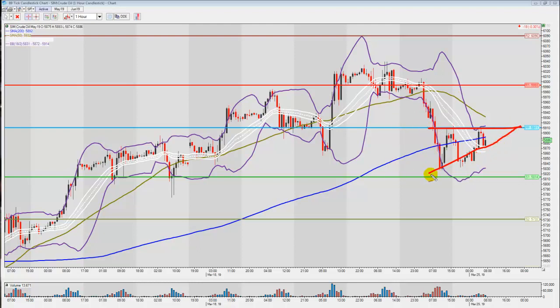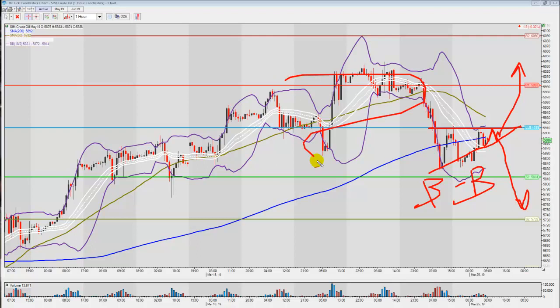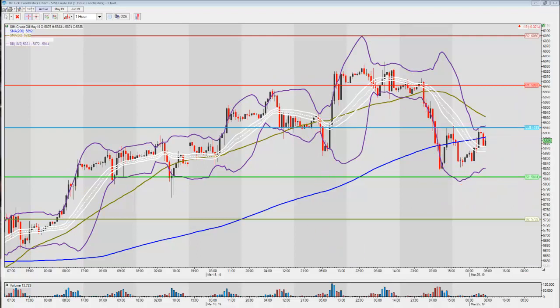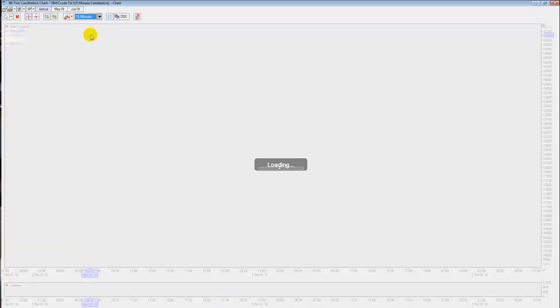Now, is this a bullish or bearish triangle? The bearish triangle would send it down, and the bullish triangle would send it up. Right now, I would tell you that's a big question mark. Moving down to 15 minutes.